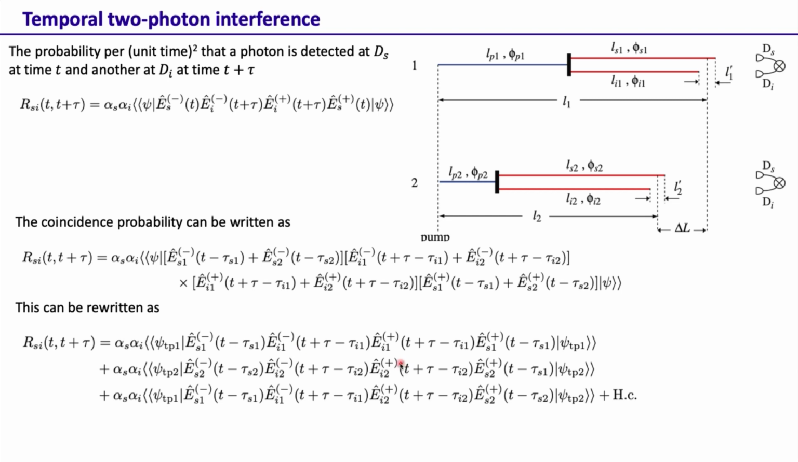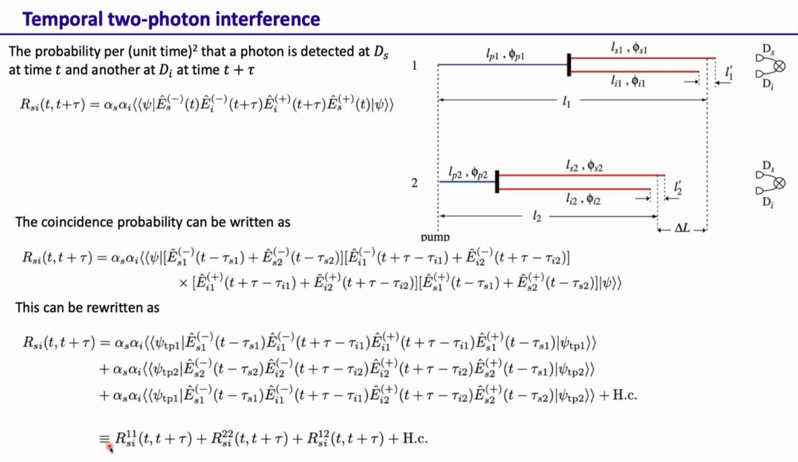ES1, EI1, EI1, ES1, psi TP1, psi TP1, and then ES2, EI2, EI2, ES2, psi TP2, psi TP2, and then ES1, EI1, EI2, ES2, psi TP2, psi TP1. This is a cross term, and of course its Hermitian conjugate. So the coincidence probability, or the probability per unit time that one photon is detected at Ds at time t and another at detector Di at time t plus tau, is given by this.